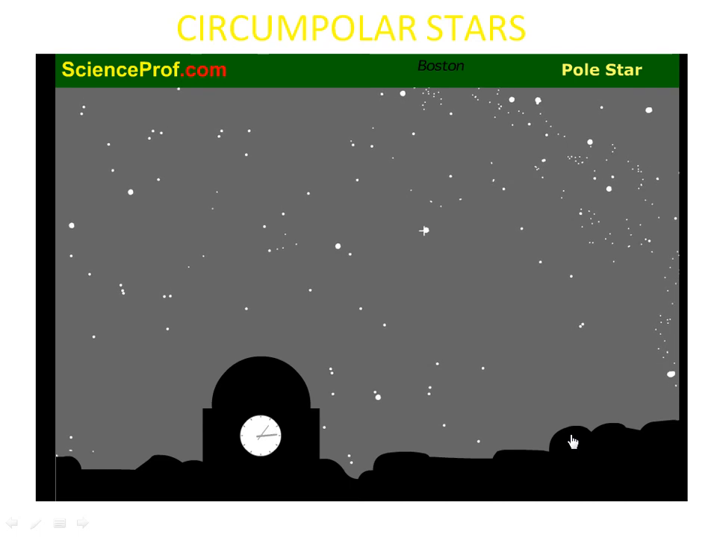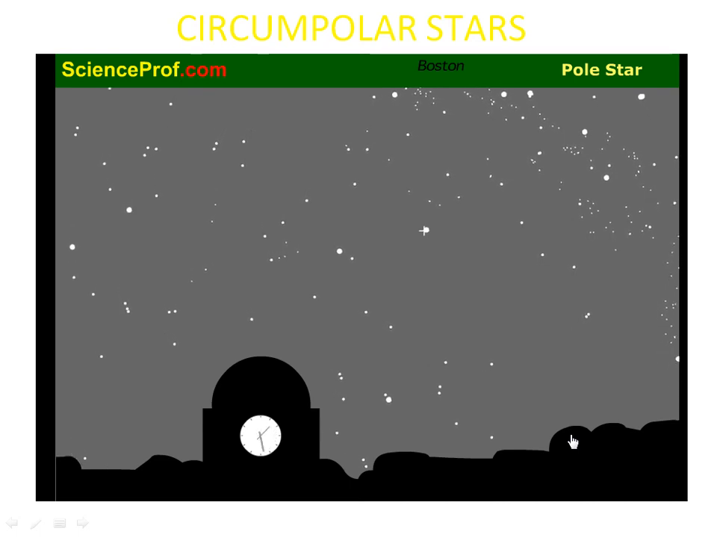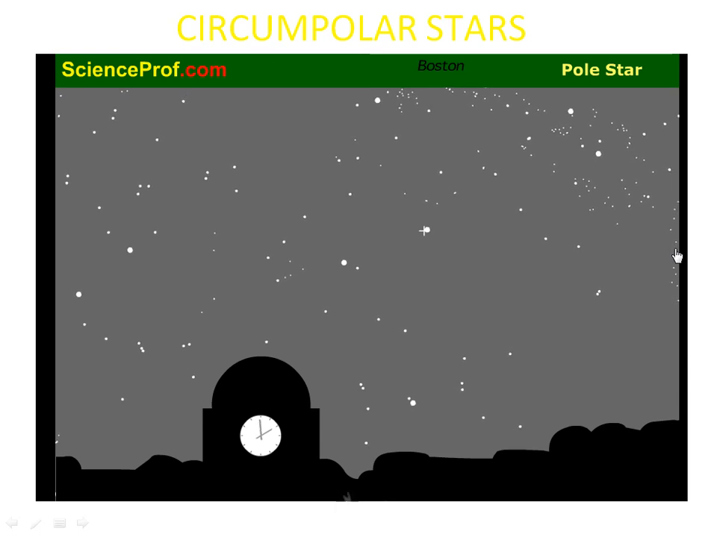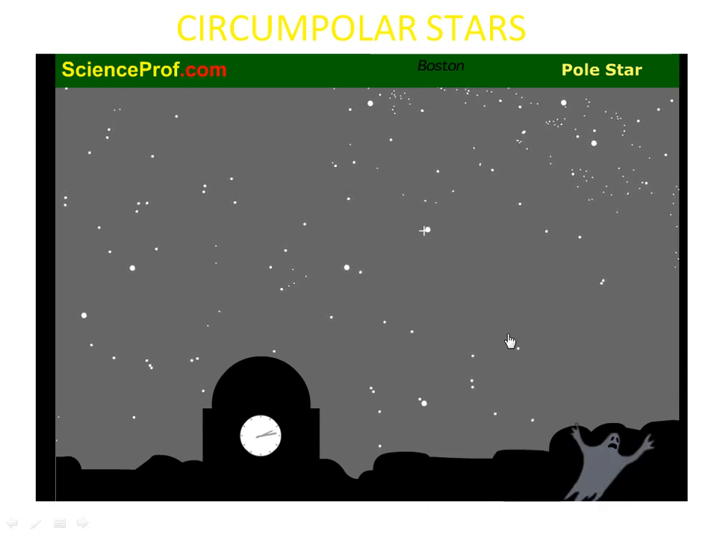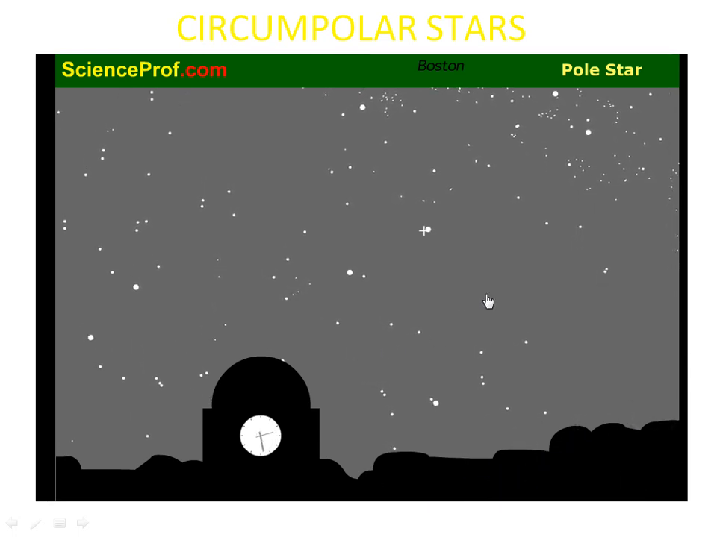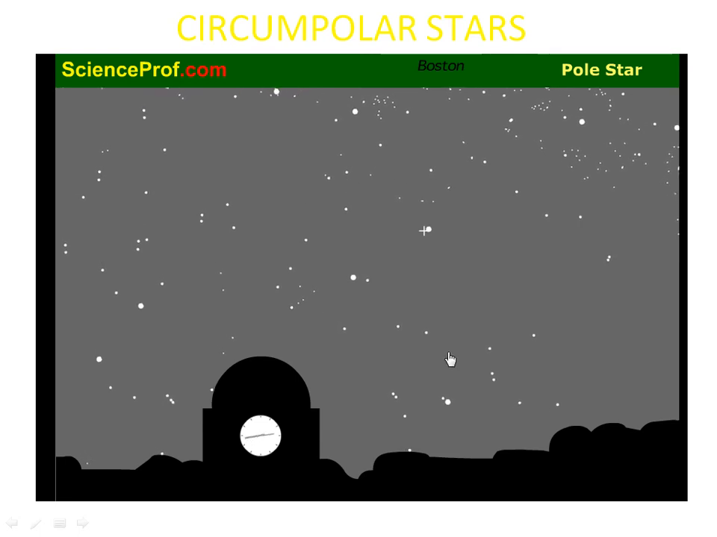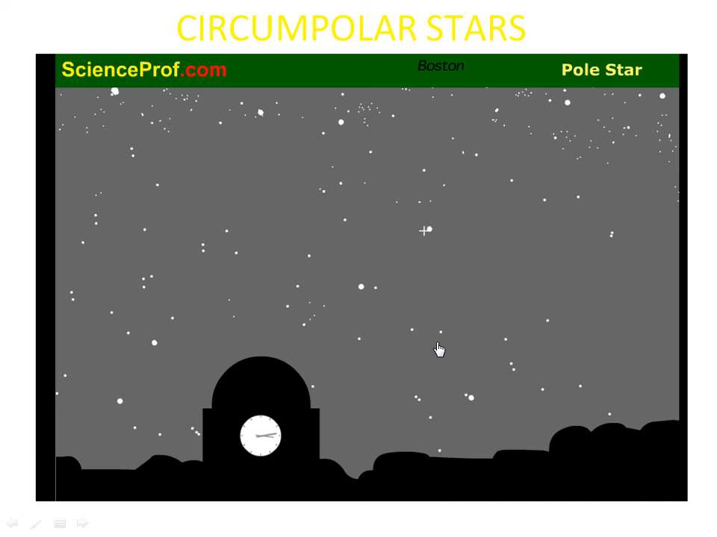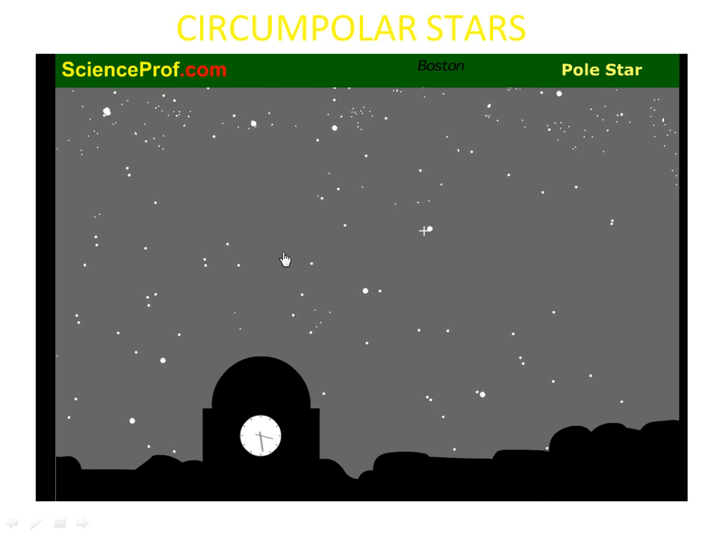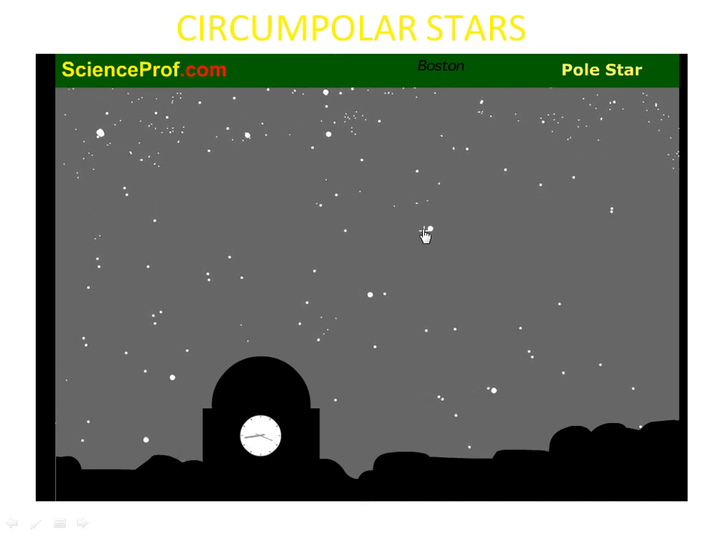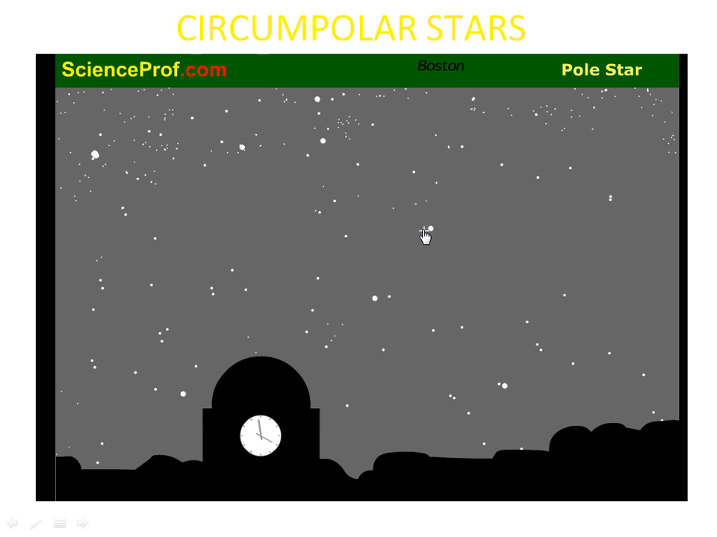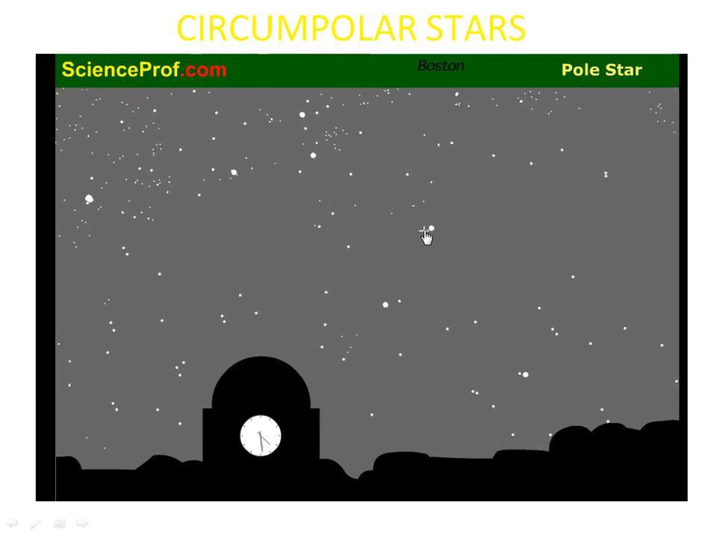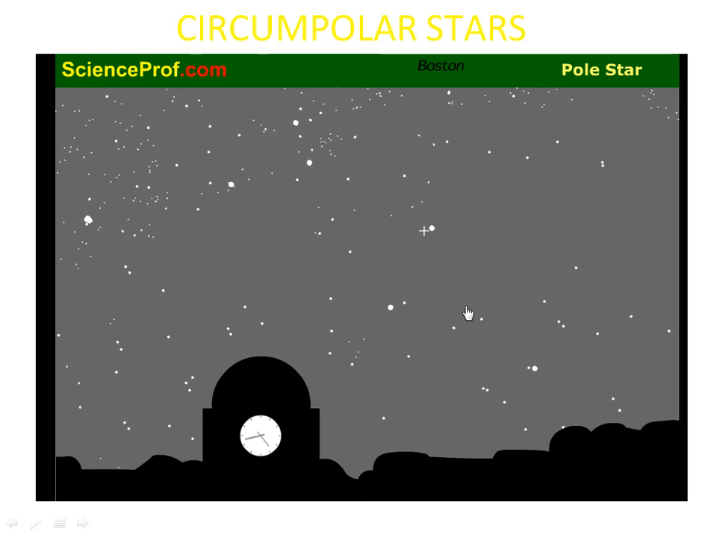Alright, additional clues. When we look up at the sky, we know the stars aren't static. They don't remain in the same location. Throughout the night, they appear to move. In fact, those stars are moving counterclockwise because the Earth is also rotating counterclockwise. Right? And we have what we call circumpolar stars with one star at the center because it's located directly over Earth's axis of rotation. That star, of course, being Polaris.